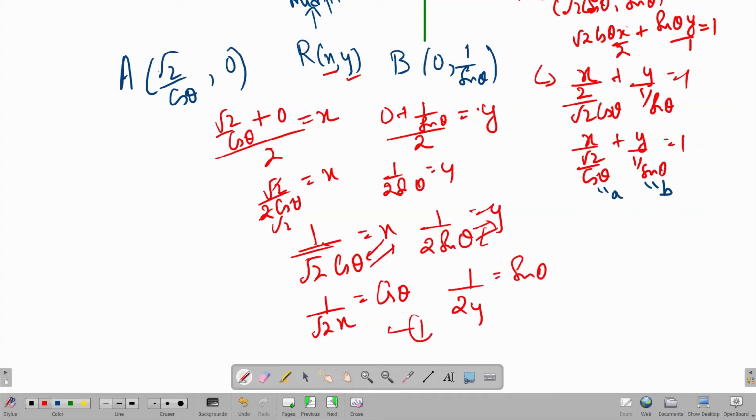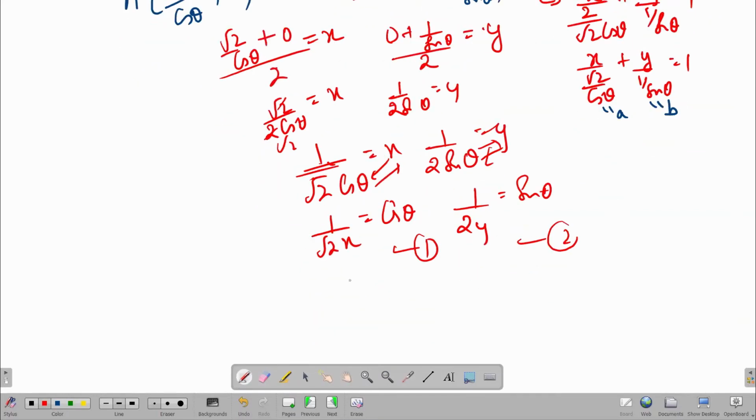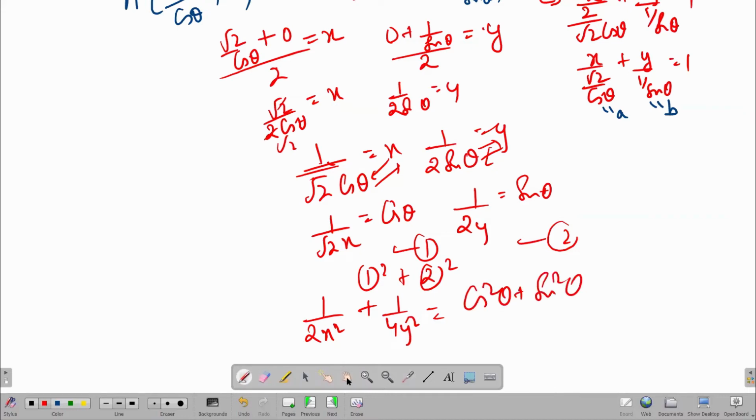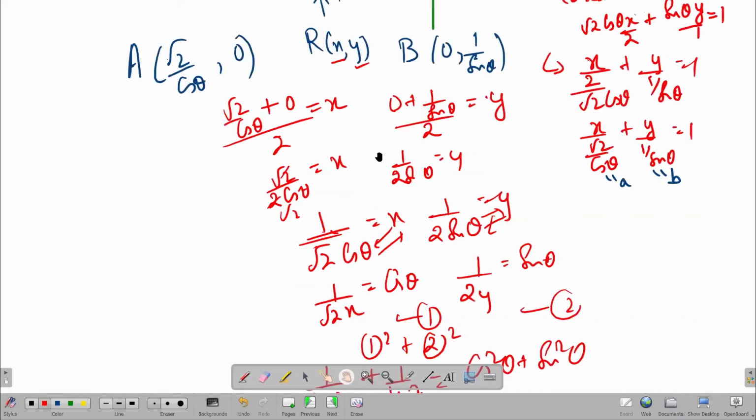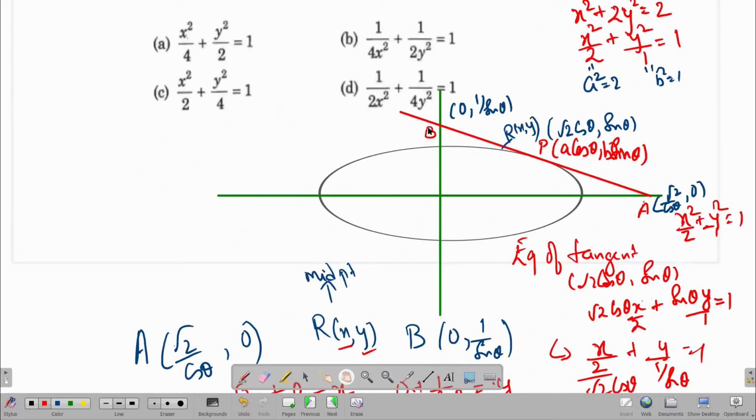And now after squaring and adding these two equations, theta gets eliminated, so we get the locus. So squaring 1 and squaring 2 and then adding, here I get 1 by 2x square and here I get 1 by 4y square, and on the RHS I get cos square theta plus sin square theta. So that is 1. So this is my equation of curve, and my correct option is option D. So this is the application of parametric form, the equation of tangent in parametric form.